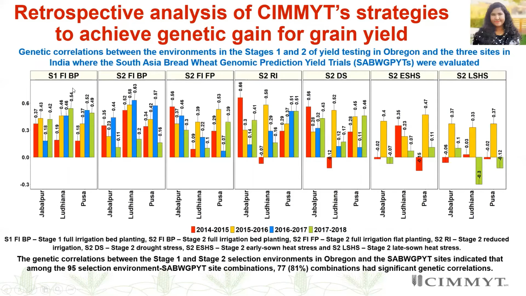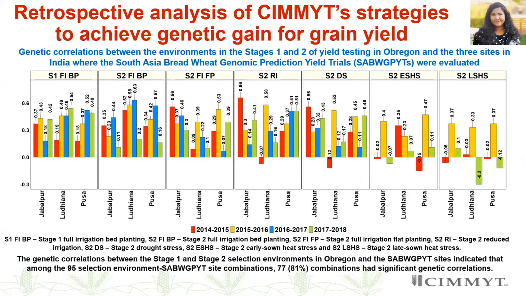And sometimes, especially for Ludhiana, you have a good correlation of 0.5, and again Ludhiana has a good correlation with the full irrigation bed planting, 0.6. And except for these 2 heat stress trial environments, which were not meant for these irrigated environments, you can see a good correlation with the other environments in Oregon and in South Asia and in India.